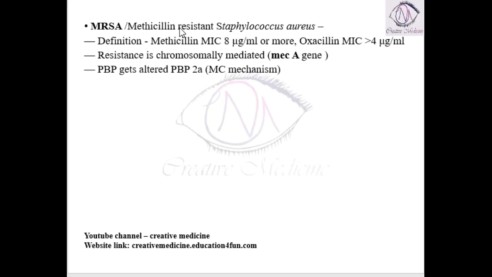Why is this resistance seen? This is because of the MEC-A gene mutation. Whenever there is mutation in the MEC-A gene, the penicillin binding protein gets altered to form penicillin binding protein 2A. So this resistance is actually chromosomally mediated, and penicillin binding protein 2A is the most common mechanism seen in methicillin resistant Staphylococcus aureus.